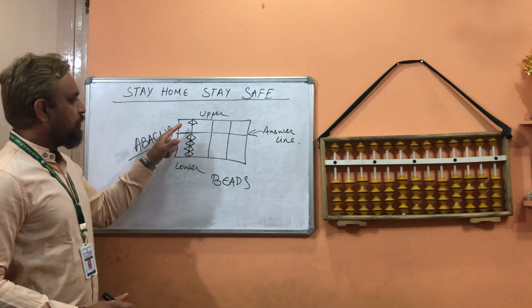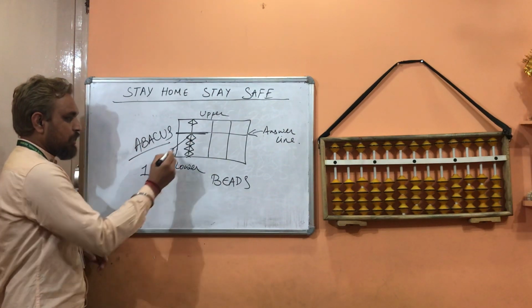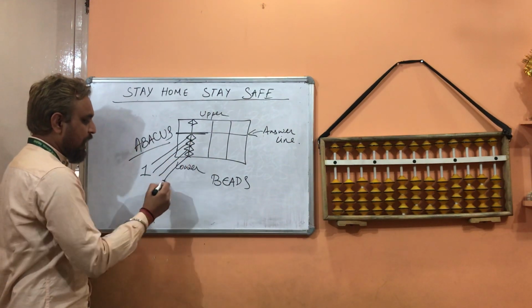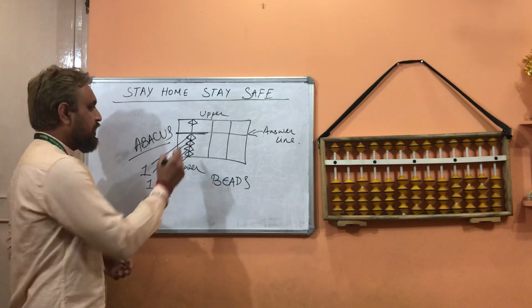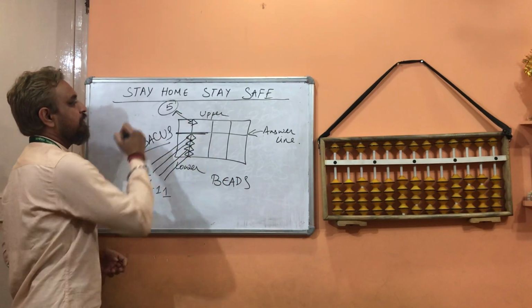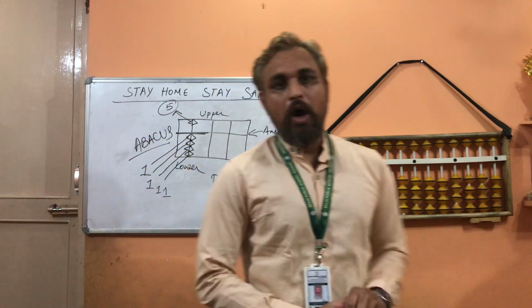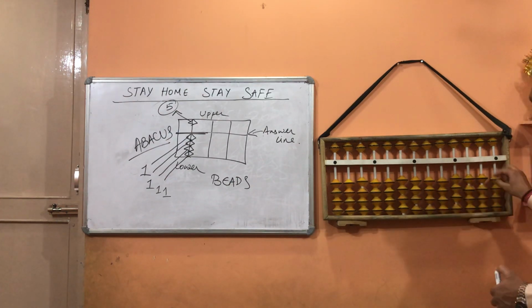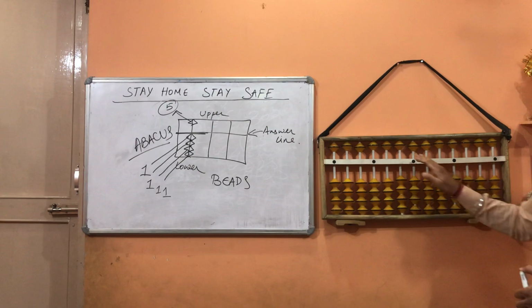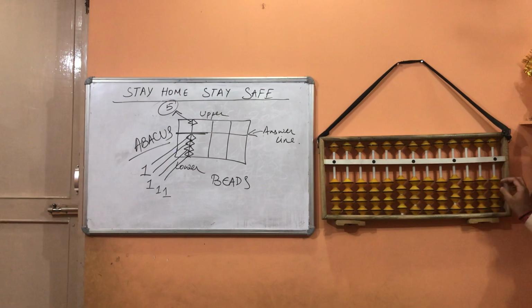Now, when we count these beads, the value below the line is 1. So all the beads below have a value of 1 each, and the value above the answer line is 5. So you need to keep this in mind. When we are counting in our Abacus tool, always make sure that you are counting from the right side of the tool. So now none of the beads are touching the answer line, so that means this is 0.